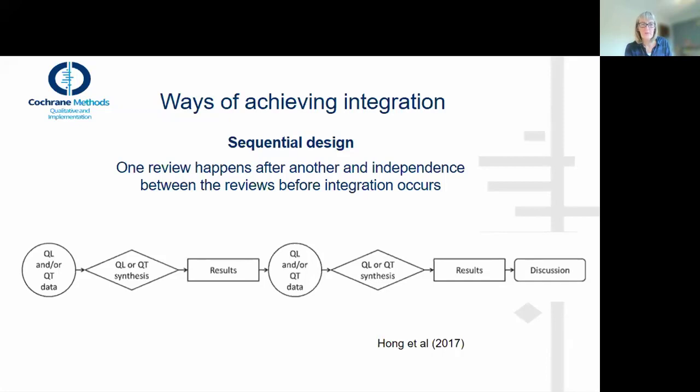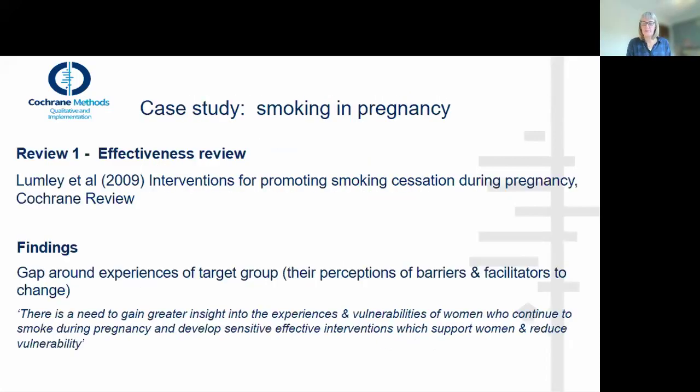Most commonly, what we see are systematic reviews of effectiveness, and then qualitative evidence syntheses happening afterwards in a sequential design. Just to give you one example, and this is quite an historic example, which also illustrates how long we've been doing this. There was a systematic review of effectiveness looking at interventions for promoting smoking cessation during pregnancy, undertaken by Lumley back in 2009. This review has now been split into a number of different interventions because there were so many.